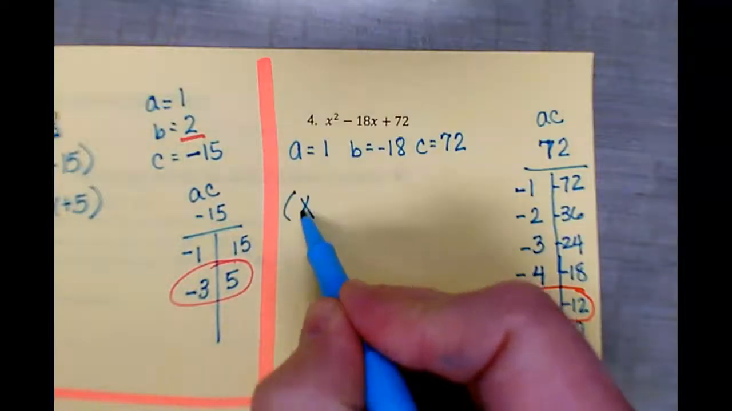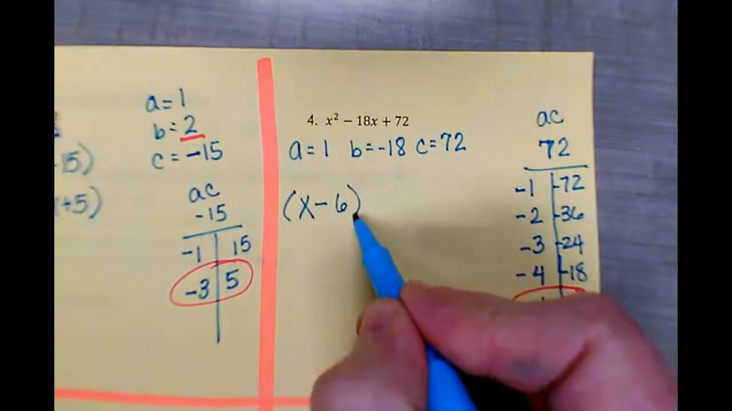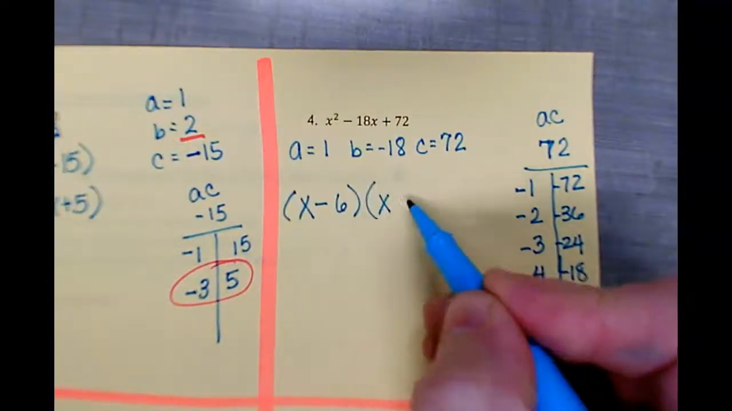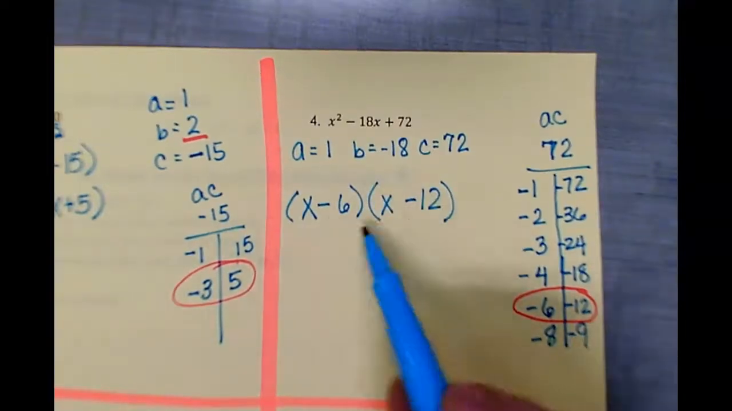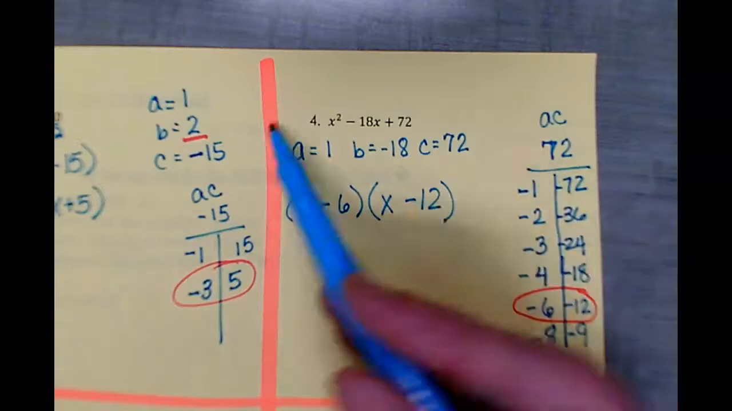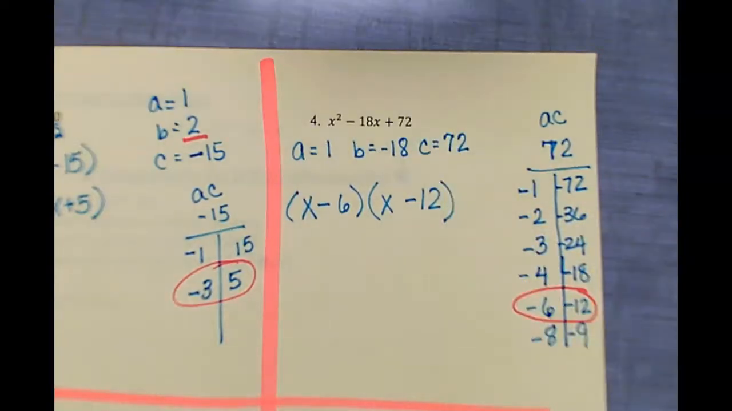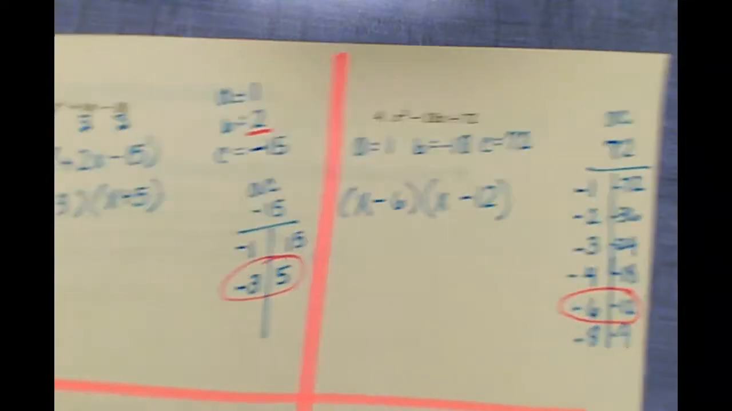So my factored pair would be x minus 6, x minus 12. That is the factored form of the trinomial that I started with. If I multiplied that together using FOIL or a box problem, it would be equal to the one I started with. Now, once again, this is one step in solving. So we're going to learn how to do this, and then we're going to learn how to take this and solve an equation.